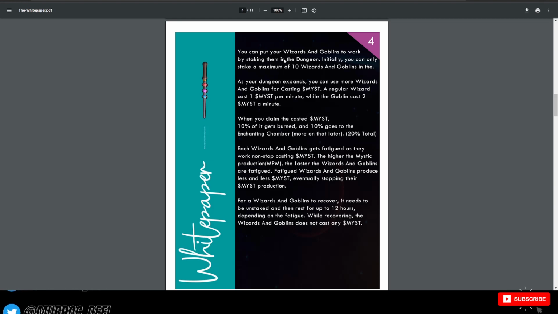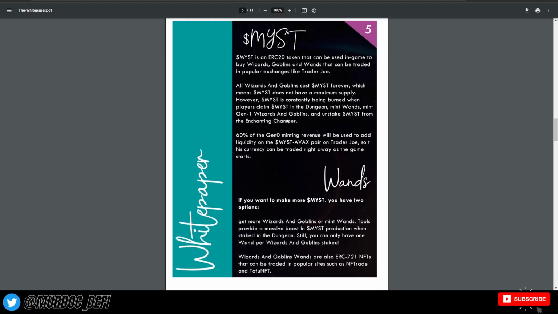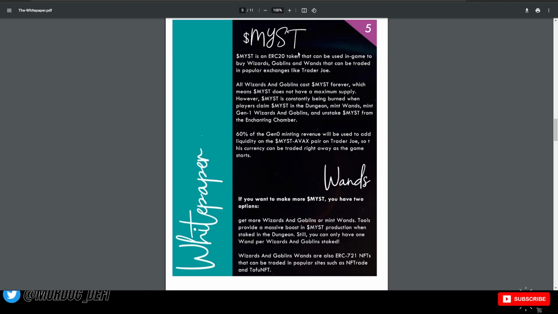Once your wizards and goblins are fatigued, they will eventually stop producing any of those mist tokens, at which point you're going to have to unstake them, leave them unstaked for a time, and then restake them so they can start to earn more mist tokens, right?